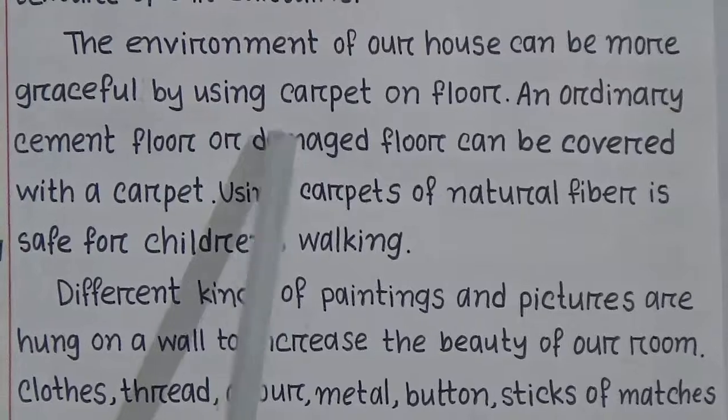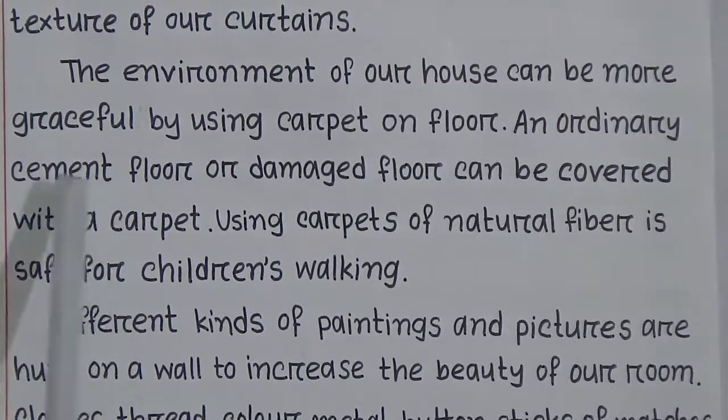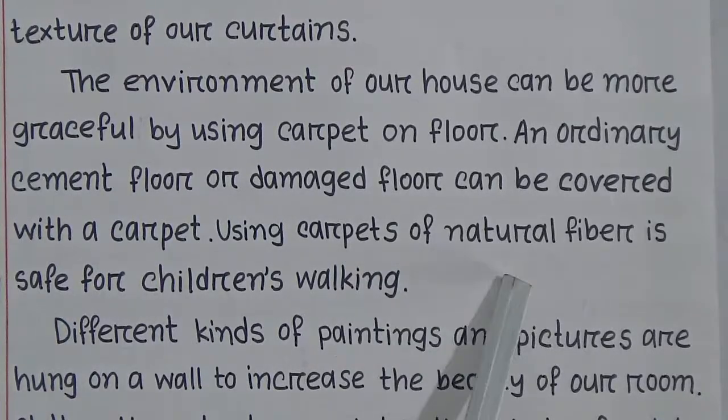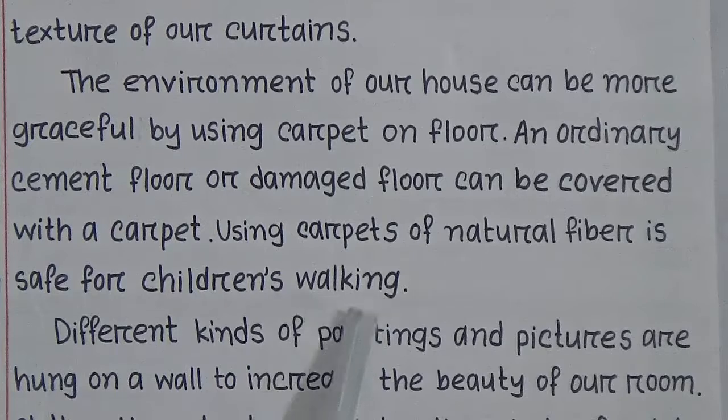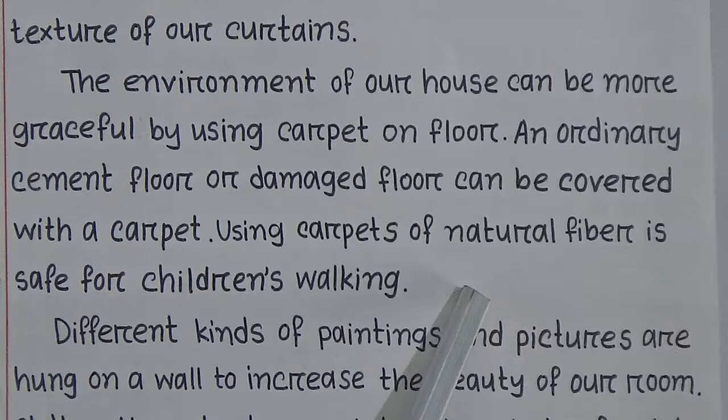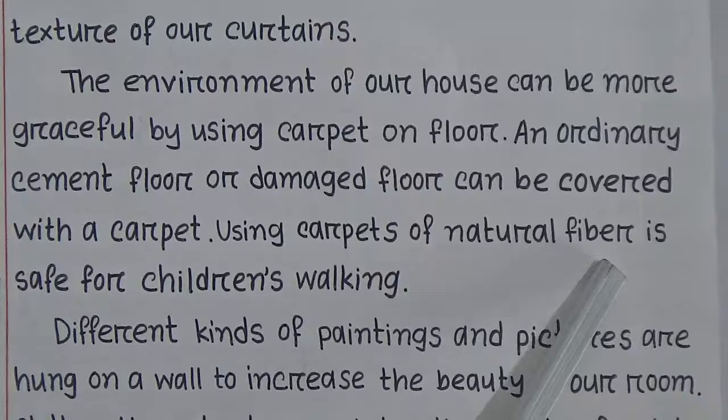The environment of our house can be more graceful by using carpet on the floor. An ordinary cement floor or damaged floor can be covered with a carpet. Using carpets of natural fiber is safe for children's walking. So, we come to know that if our floor is damaged or ordinary, then we will use a carpet. If we use a carpet, our room or house will be beautiful. And if we use a carpet made from natural fiber, it will be safe for our children's walking.